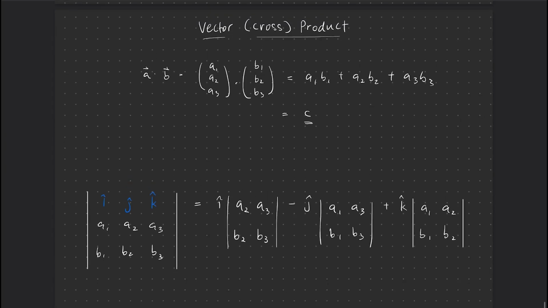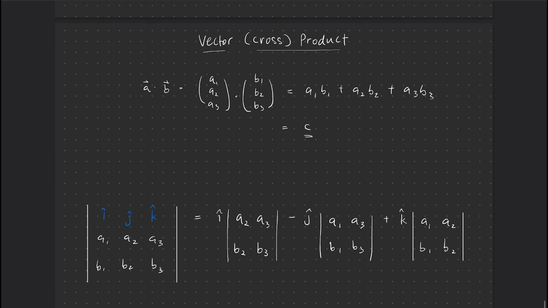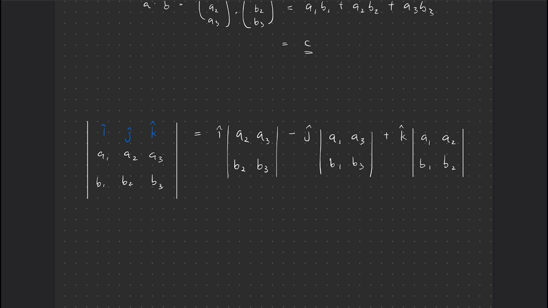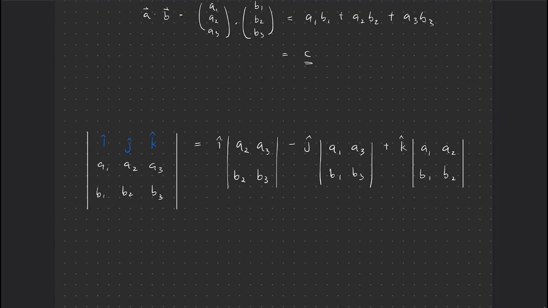Hi, so today we're going to be talking about the vector or cross product. Earlier we know that the dot product of two vectors gives us a scalar, which is just a constant, and it was taken like this, where you multiply the components accordingly, and then you add them up to get a scalar. So today we're going to be talking about the other product that we need to know for vectors, which is the cross product.